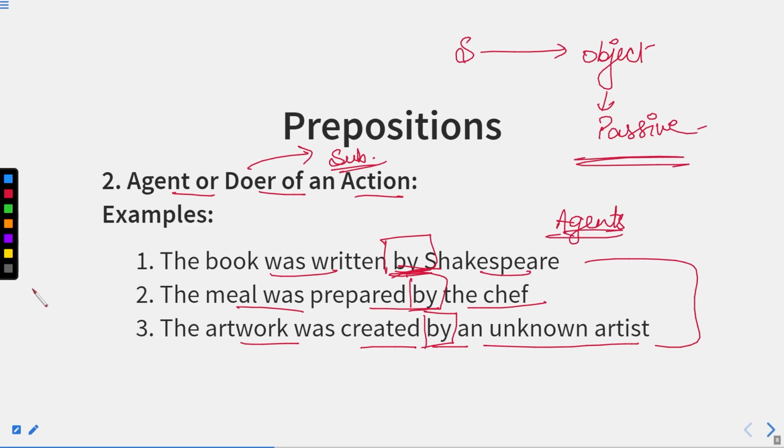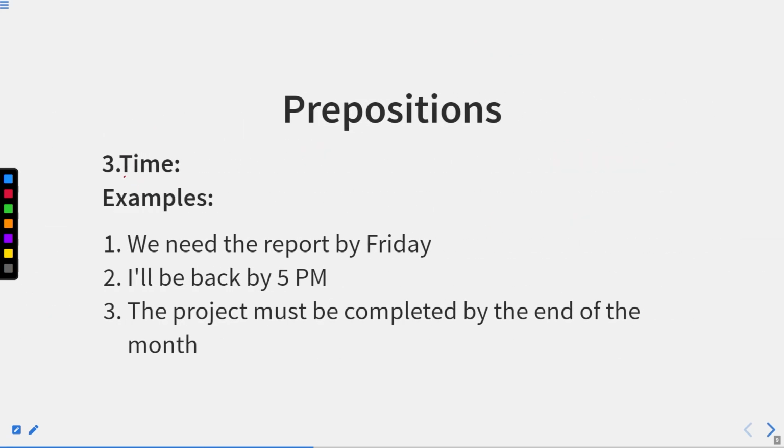Now let us move to the next one. If we have to show the time, for example, we need the report by Friday. Now, by Friday means till Friday. It means till this particular day, till Friday evening, or till the end of Friday. So you can say till the end of Friday. We want this report by the end part of Friday.